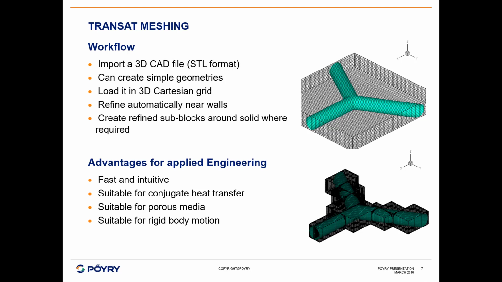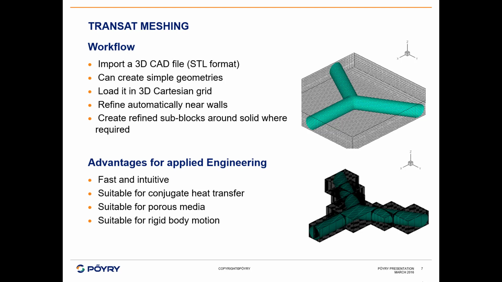The workflow of meshing consists first of, if necessary, importing a CAD file for an object. The object must be in STL formats, and the object can either represent the flow domain or it can be an abstraction of the flow. TransAT can be used to create simple geometries. However, more complex things are better imported from another STL file. It can be loaded into the 3D Cartesian grid and automatically refined near the walls.